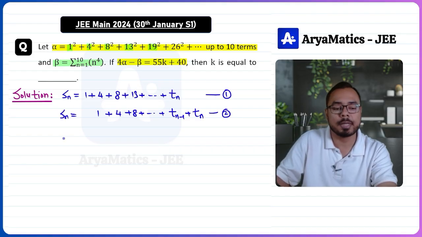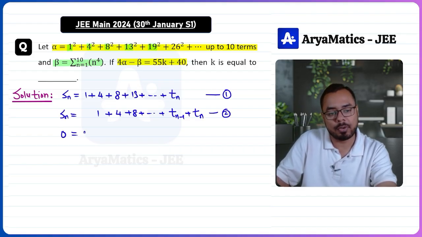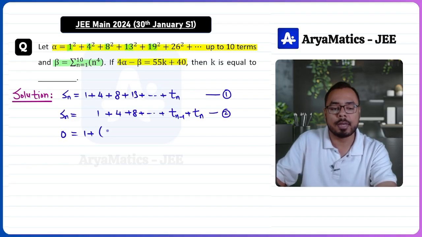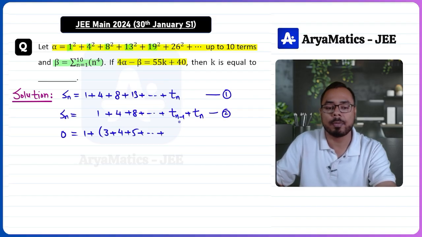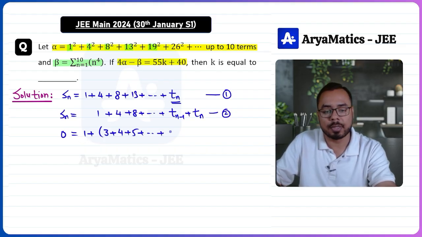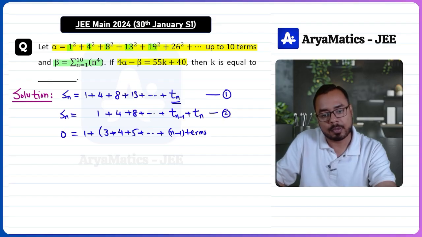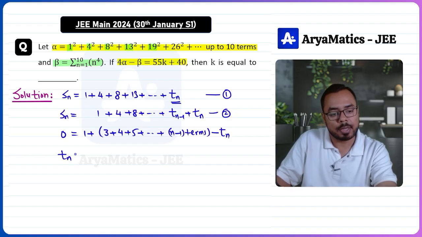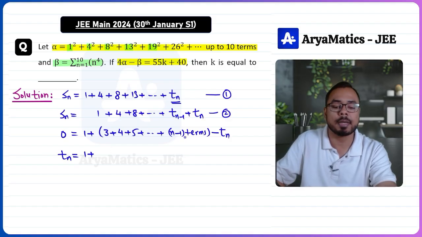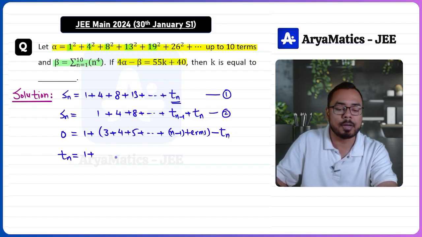And now we'll do 1 minus 2. If we do 1 minus 2, we'll get 0 equals 1 plus, and then 4 minus 1 will be 3, 8 minus 4, so that is 4, then 13 minus 8, that will be 5, and in this manner it will continue. Till this point we had n terms, but one term we have kept outside. So in this AP you will get n minus 1 terms, and this minus Tn, right? So from here Tn, or nth term of that sequence, will be 1 plus the sum of n minus 1 terms of this AP.